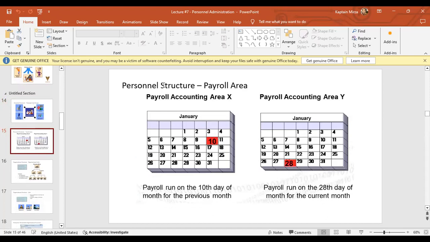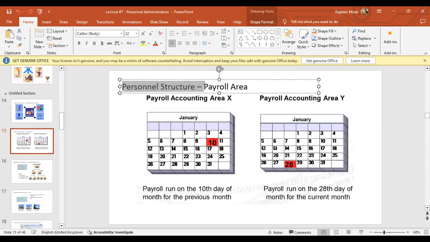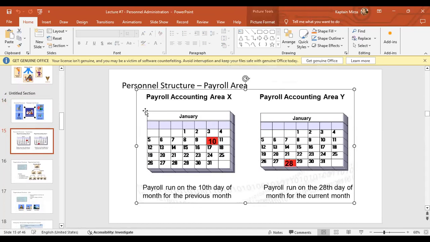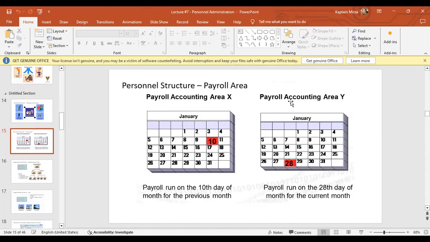Now, payroll area is coming in under personal structure, where payroll area can be different. Some workers will be paid on 10th, like rotation workers. Employees at the corporate office will be paid on 28th. So 28 will have a separate payroll area. Workers getting paid on 10th will have a separate payroll area.